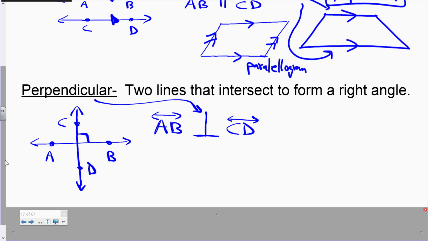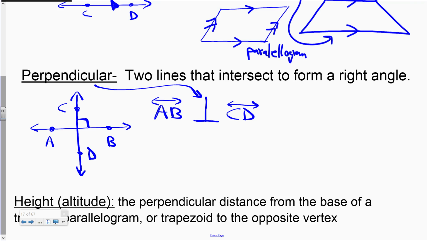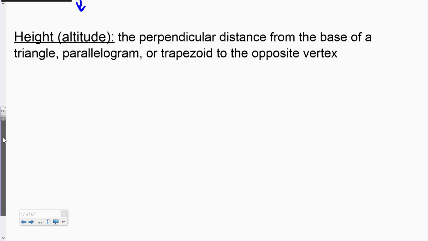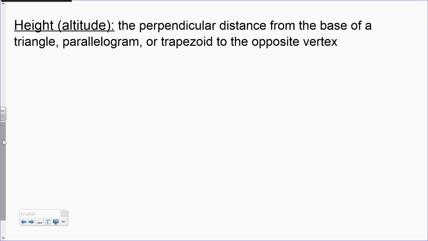Okay, last word of the day. I talked about it last week, but only in passing. The last word is height, or altitude. You'll see either one, depending on what geometry textbook you have. The height, or altitude, is the perpendicular distance from the base of a triangle, parallelogram, or trapezoid to the opposite vertex.